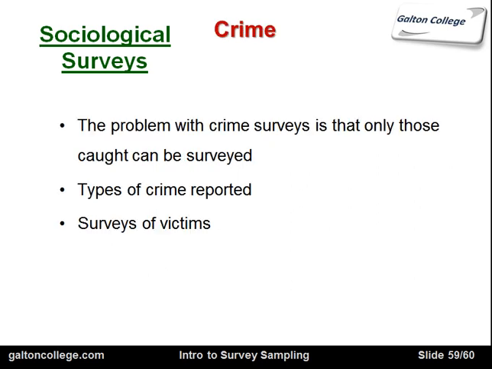There are also surveys on crime. The problem with crime surveys is that only those caught can be surveyed. Obviously, the people who are not caught committing crime, those people can't be surveyed. So the people who are caught can be surveyed as to why they did it, or what led them to commit the crime, and also what are the types of crime reported, and what do the victims think about the crime and the crime rates. And this feeds back to policing, so that the police may take appropriate measures and allocate resources where there are the biggest areas of concern.